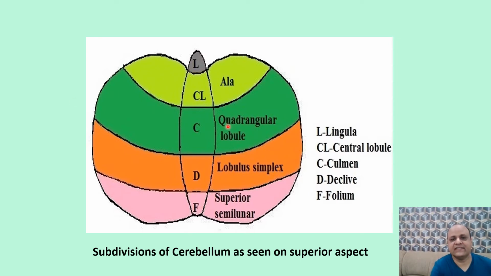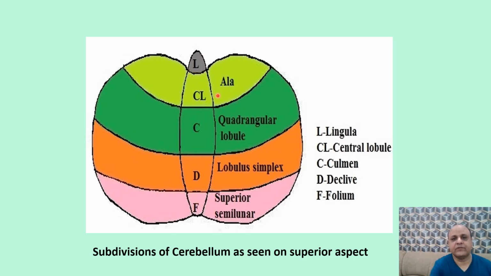LCCDF. So LCCDF means lingula, central lobule, culmen, declive, folium. So central lobule, you remember, it comes before culmen. So LCCDF, these are the different parts of the vermis when we see the cerebellum from the superior aspect.